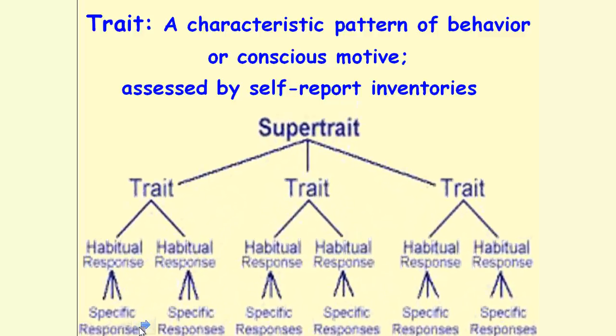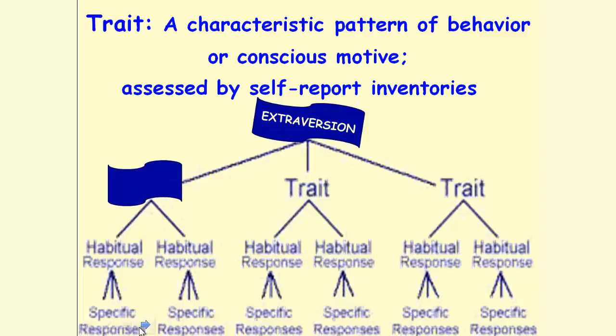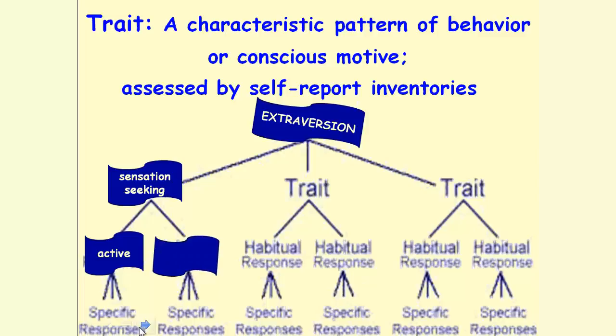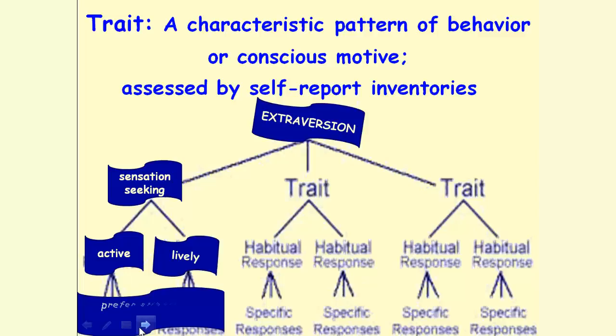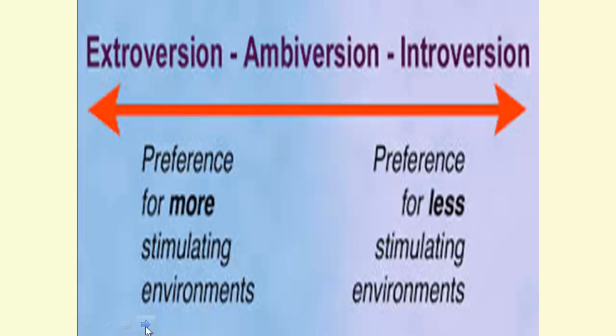Here we have a hierarchy showing the super trait, and you could say this one is extroversion. And within that would be sensation seeking, and then responses within sensation seeking trait would be active or lively, and even more specific responses for each one of these traits, and habitual responses might be things like preferring stimulating environments. Showing extroversion on one pole and introversion on the other.